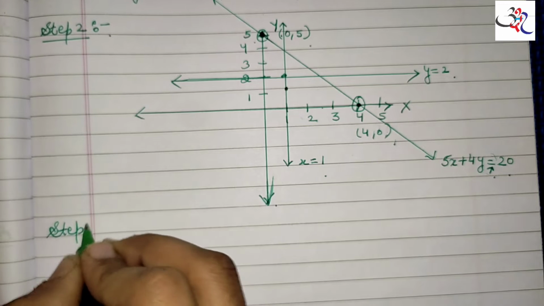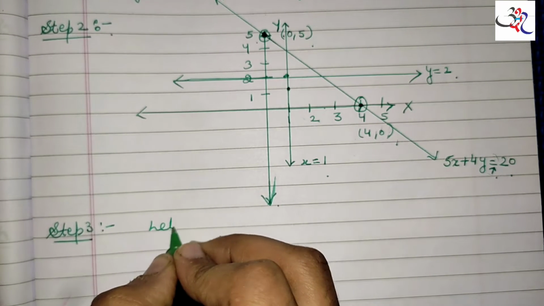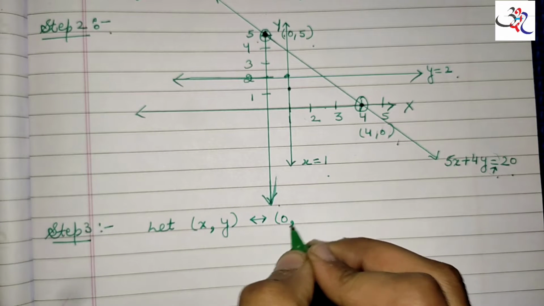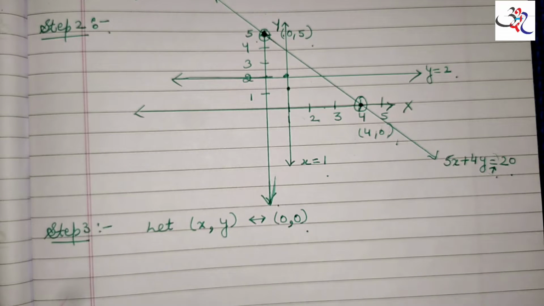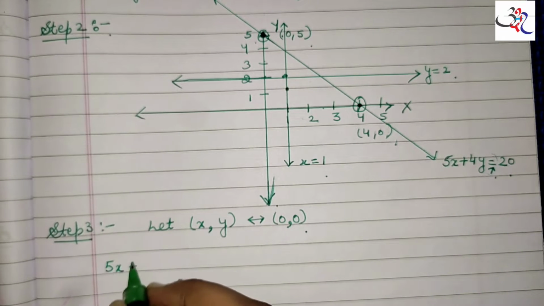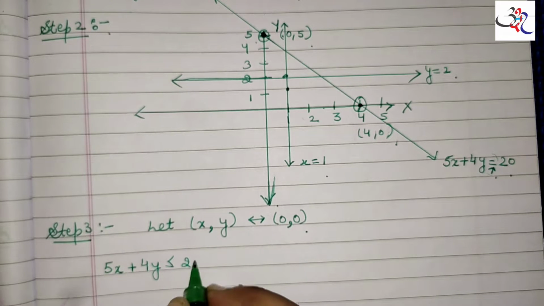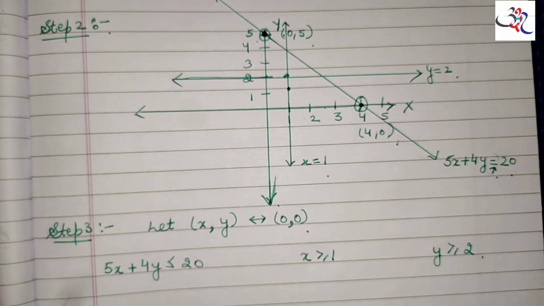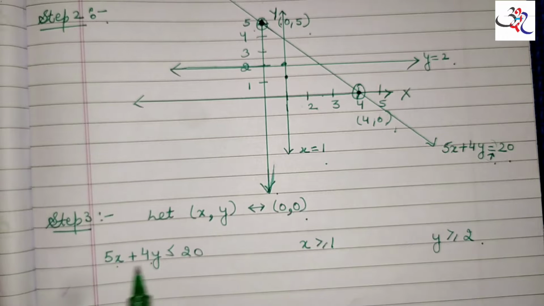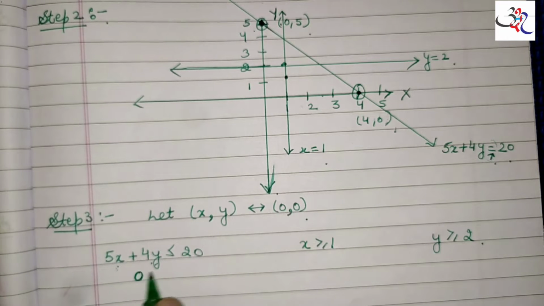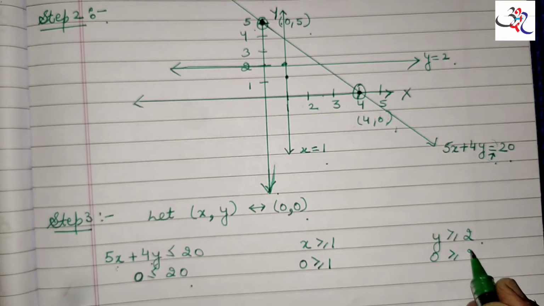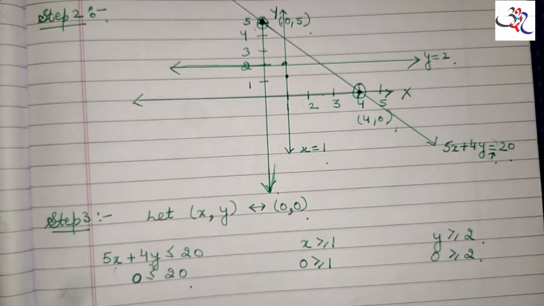Step number 3 says what? To find the solution, let us imagine that both x and y are approaching 0. So we will put this value in all of our inequalities, and using that we will find out in which plane our solution lies. Okay, so if I put 0 for this value, I will get 0 is less than or equal to 20, and here I will get 0 is greater than or equal to 1, and here I will get 0 is greater than or equal to 2.